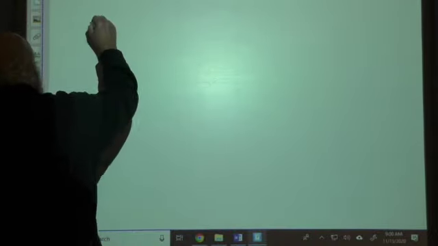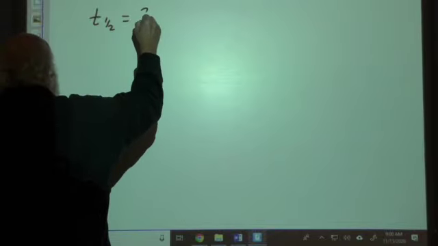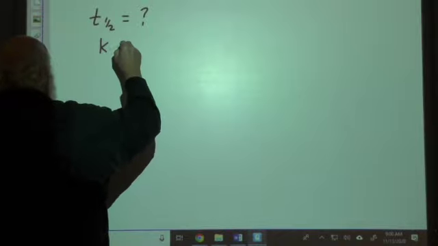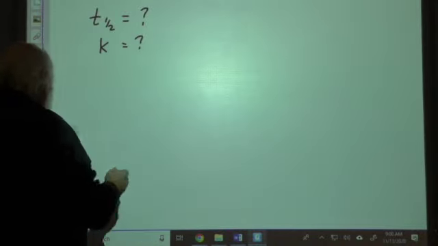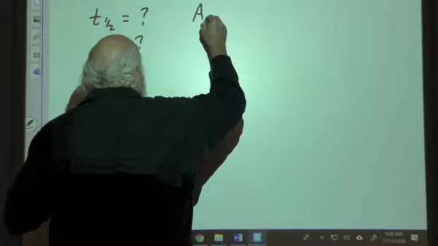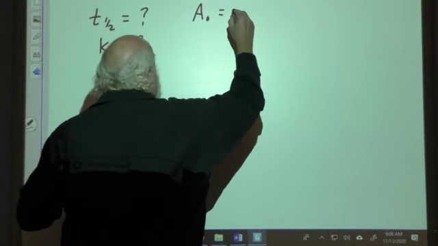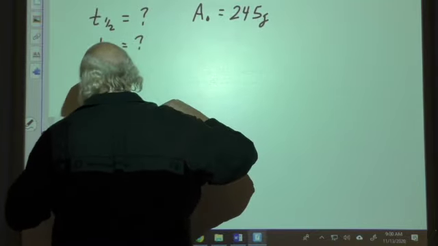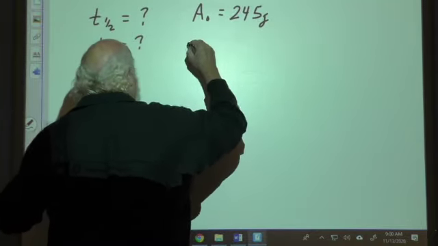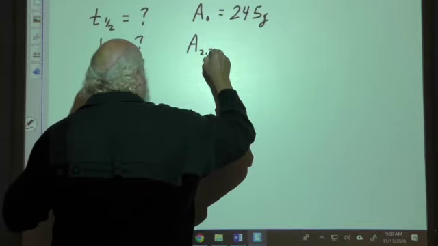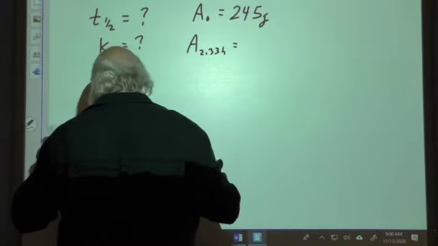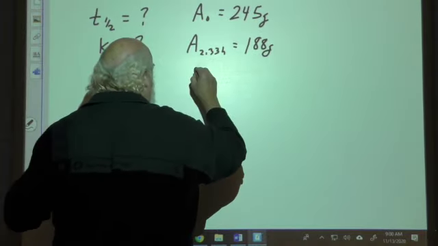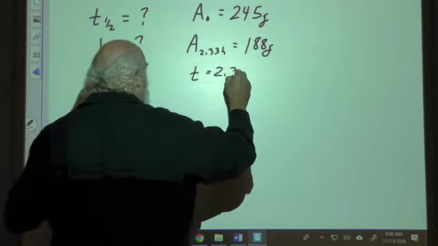So we're given here an unknown half-life. We're given here an unknown K. That's what we're solving for. We do know that the original value or number of grams of A is 245. And we do know that at 2.33 hours, the amount of material we have here is 188 grams. And like I said here, T here is 2.33 hours.